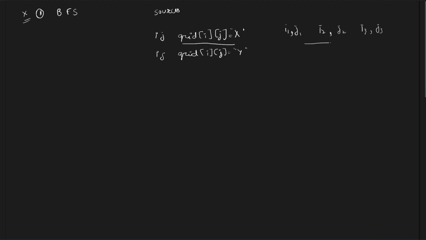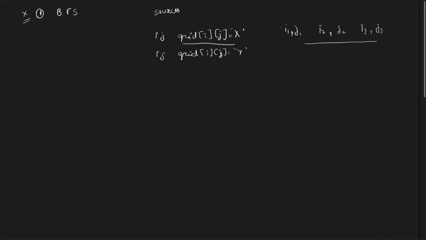For example, you have multiple sources, right? All the indexes i, j where grid of i j is equal to X is called a source, and all the indexes i, j where grid of i j is equal to Y is our destination, right? So we make a list of all the sources. We will have i1 comma j1, i2 comma j2, i3 comma j3, and so on, right? We will have this list continually going on.